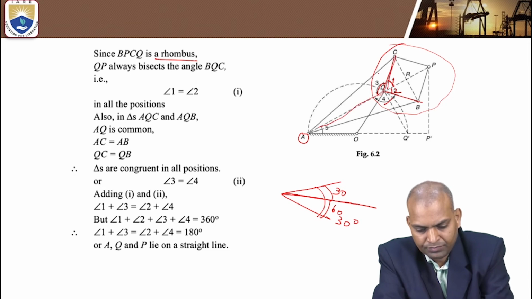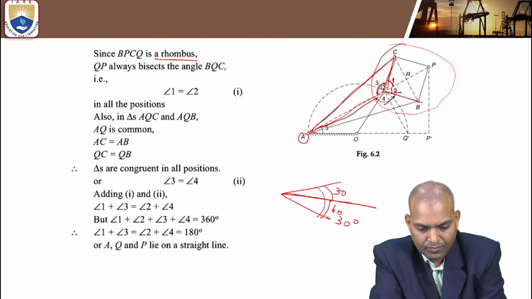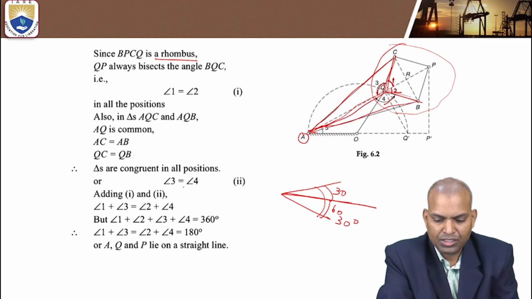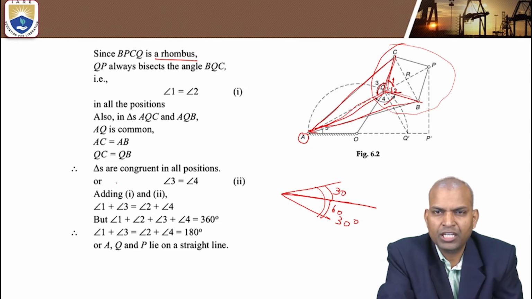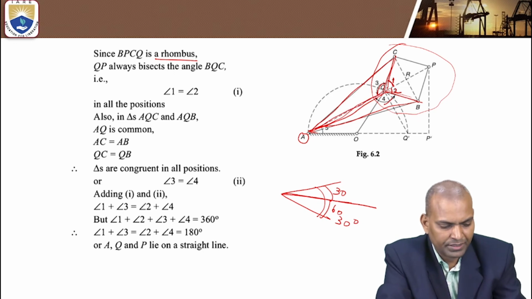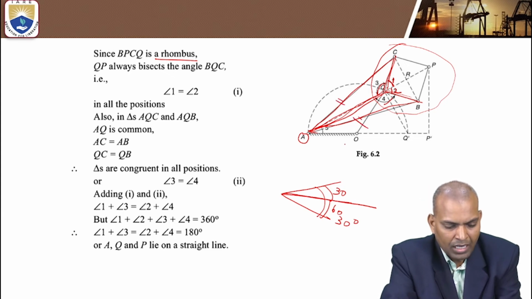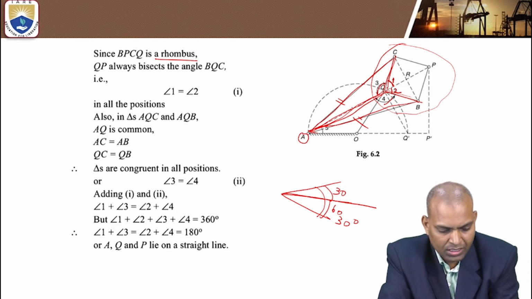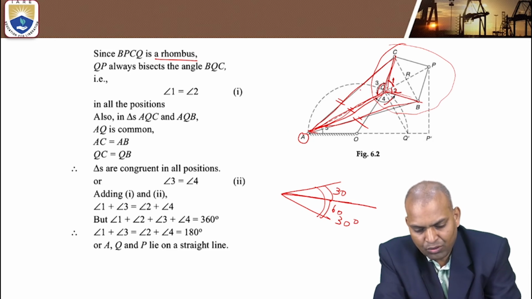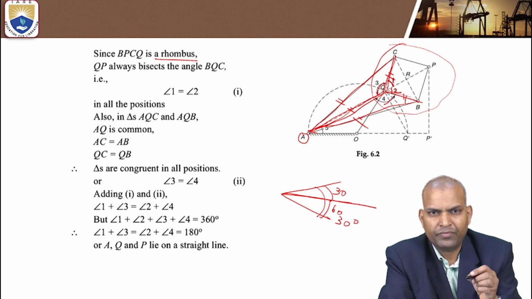This portion is equal to the triangle AQB. Both are equal portions. The triangle AQC is equal to AQB. Now which one is common here? AQ is the common side. Now what will happen? AC is equal to AB, and QC is equal to QB. Then they are equal.